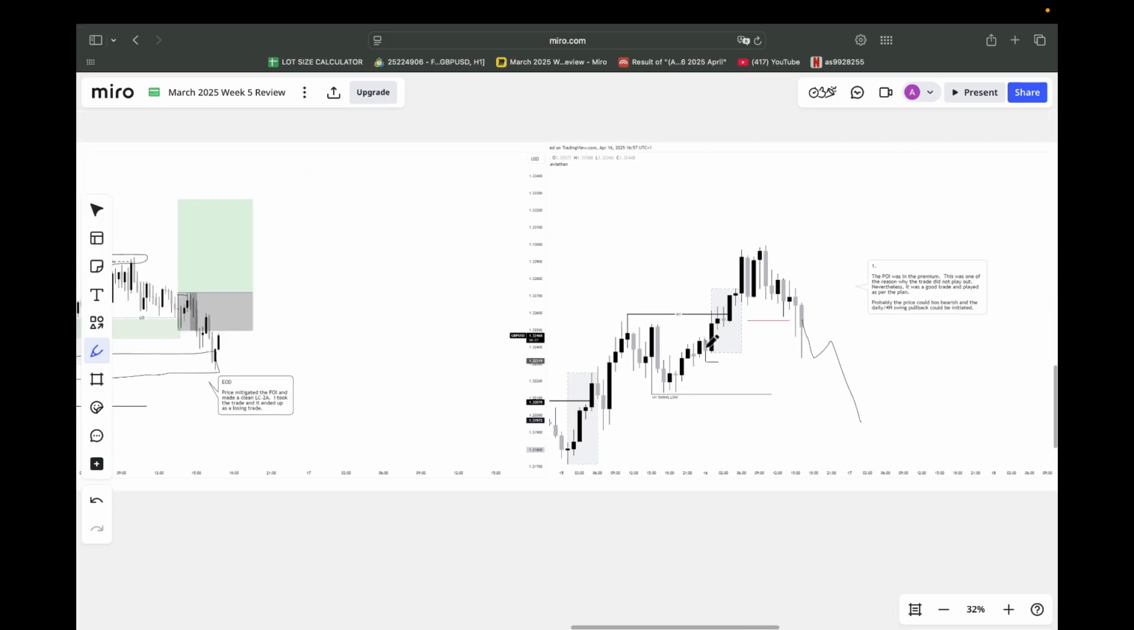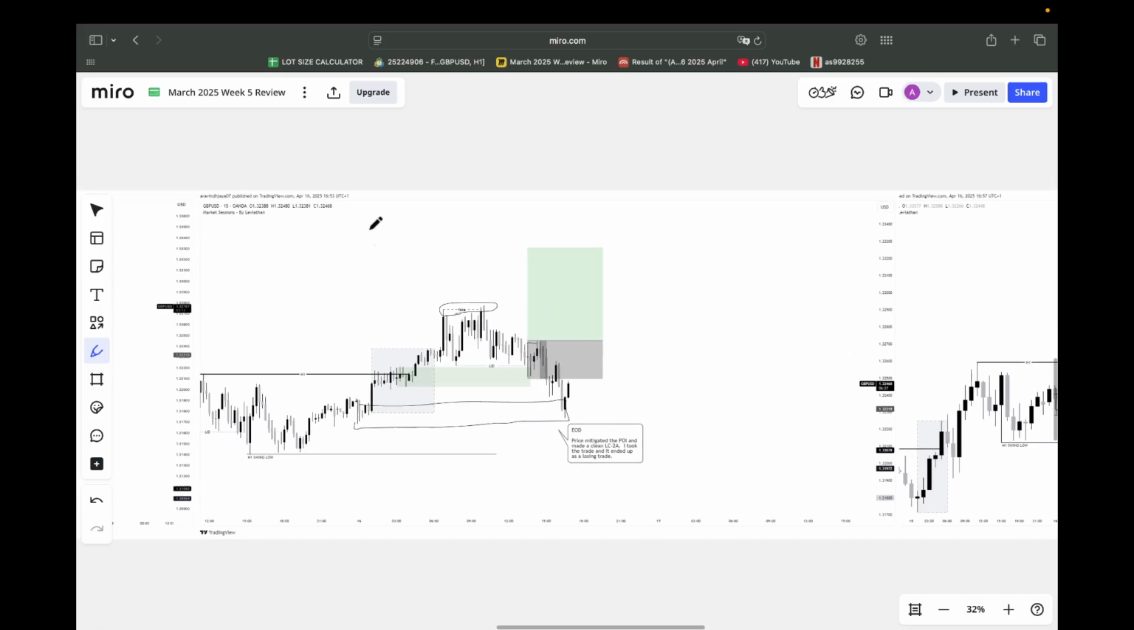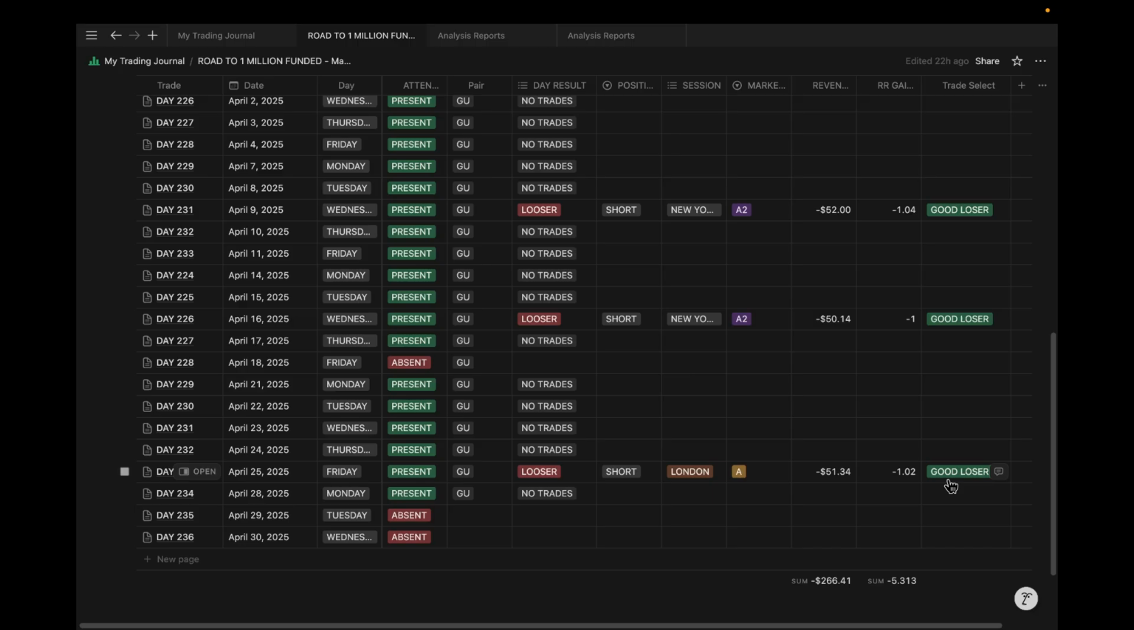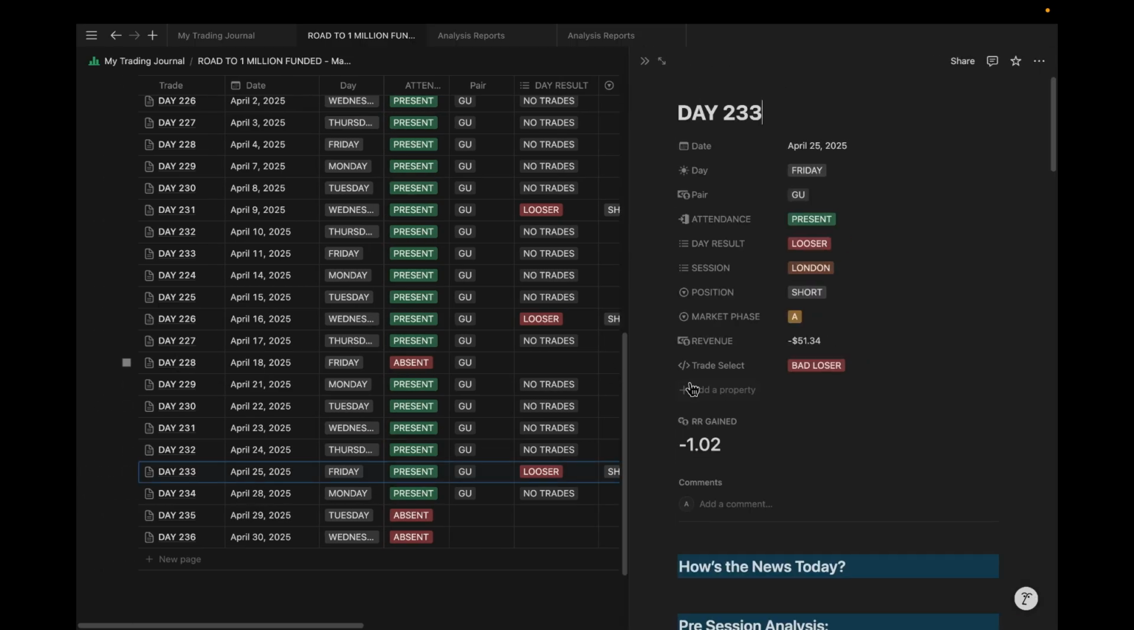Yeah, you can see the rejection coming off from this POI, right? So this is actually the POI that I should have traded, but price did not mitigate this POI within the session. So this was the 16th. Okay, price. This was the only price action that played during the session. So I think it's not a good loser. I should change it to bad loser because it was a FOMO trade. So let's also mention that in the comments.